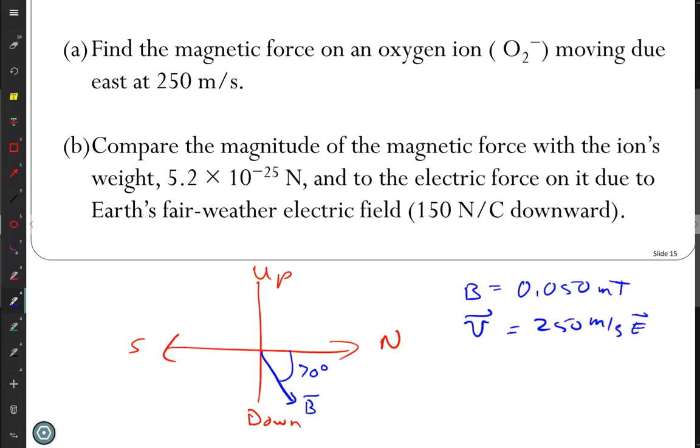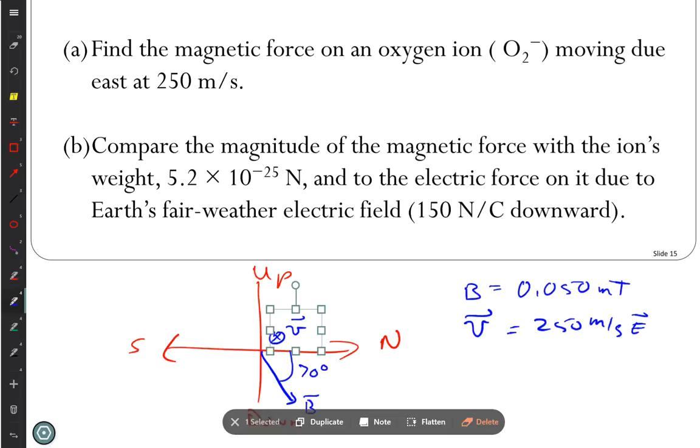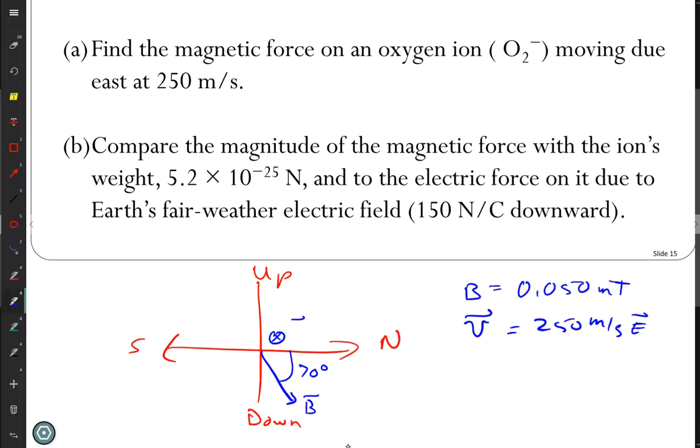What direction is east going to be in my picture? Okay, so my velocity is like that. No, sorry. Yeah, you're right. It's out. I just trusted you. Sorry. Okay, so like that.